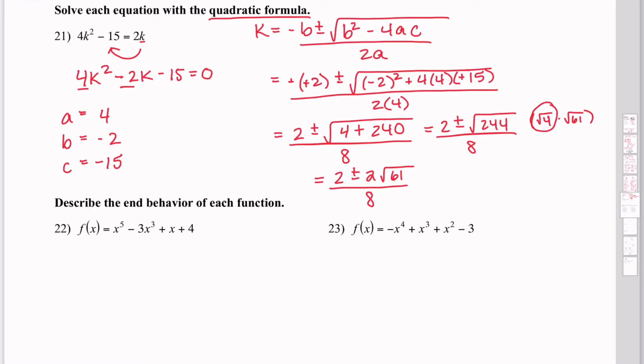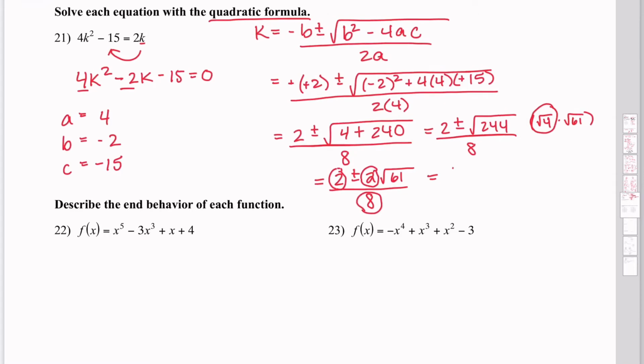The last thing we need to do is divide by a common factor between this outside 2 and this 8. We can divide by 2. We have 1 plus or minus root 61 over 4, leaving us with 1 plus root 61 over 4, and 1 minus root 61 over 4.